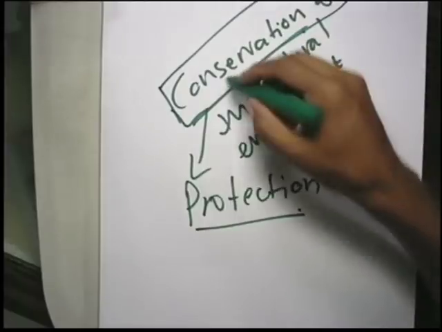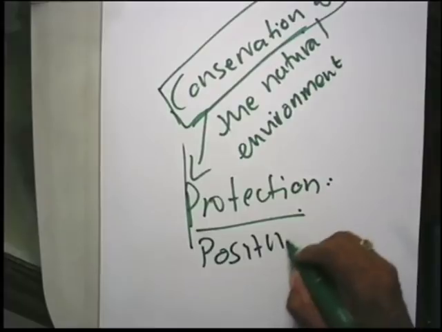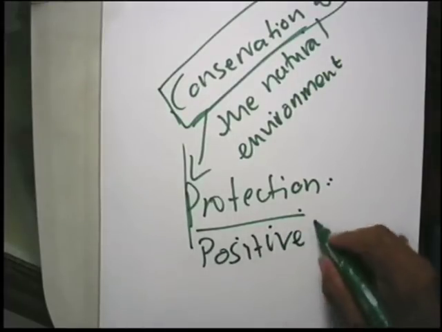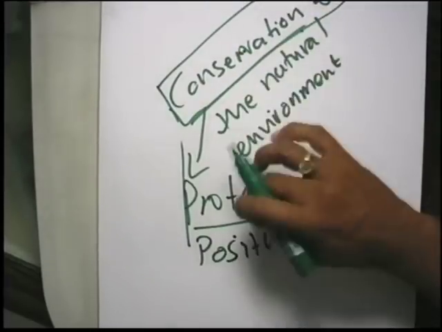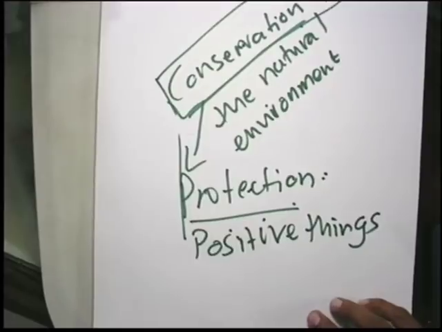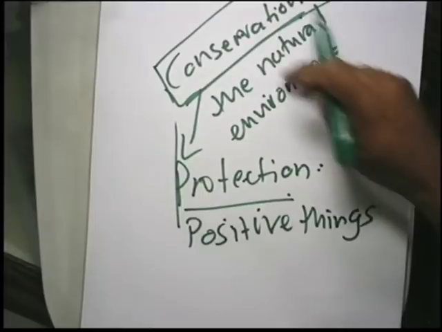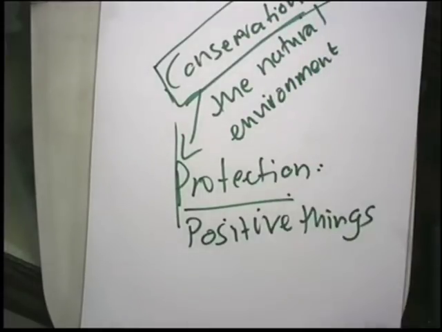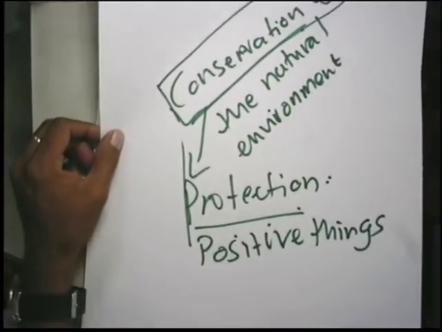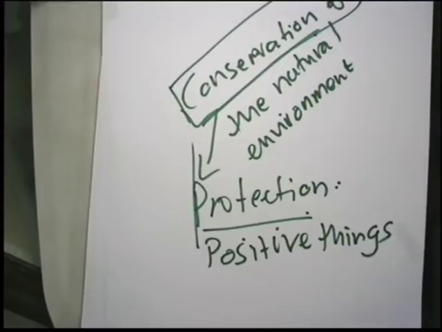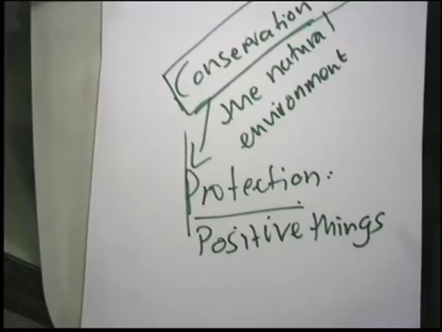Which means that you need to know what we should do. We basically look at the positive things, the positive things that we can do to conserve or protect the environment. So there are certain things that we can do to make sure that our natural environment is protected. So basically, it's important that you know why it is important that we protect our natural environment, and what the things are that we can do to protect our environment.